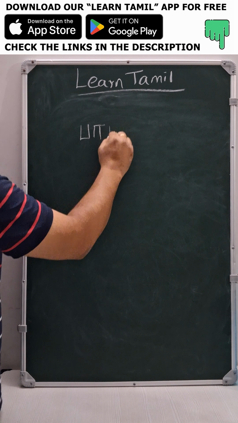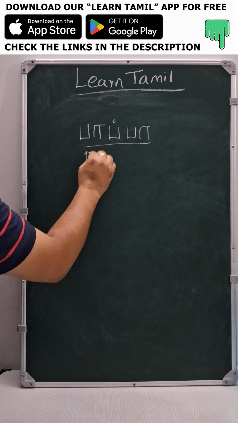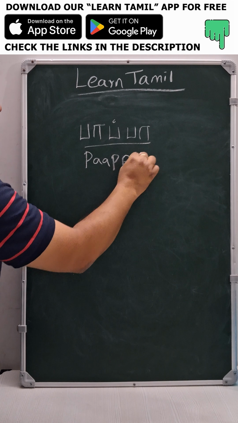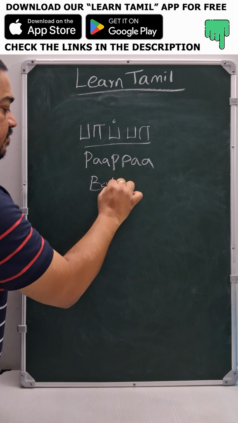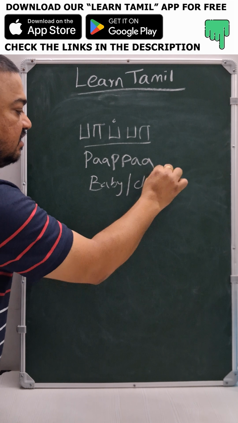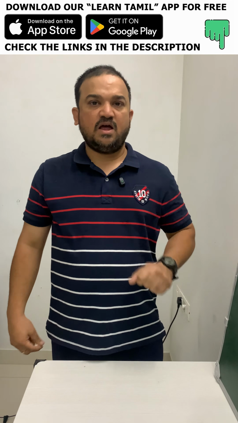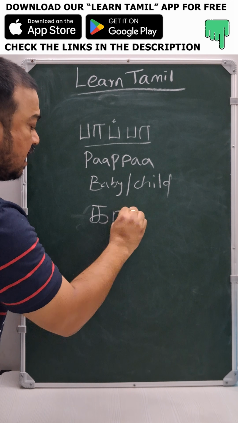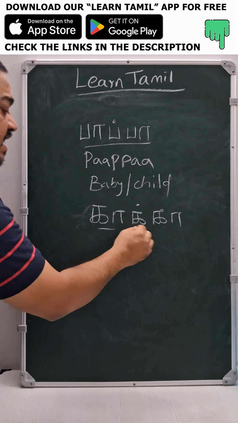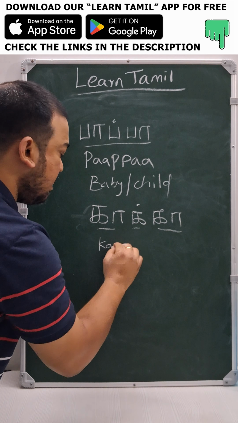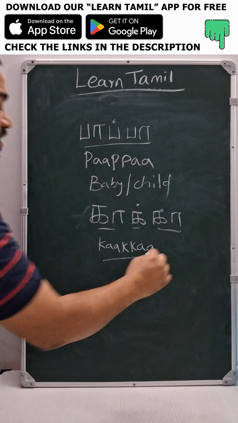Pa, p, pa, papa. The meaning of papa is baby or a child. So papa means a baby. Okay. Then another word. Ka, k, ka, kaka. Kaka means crow.